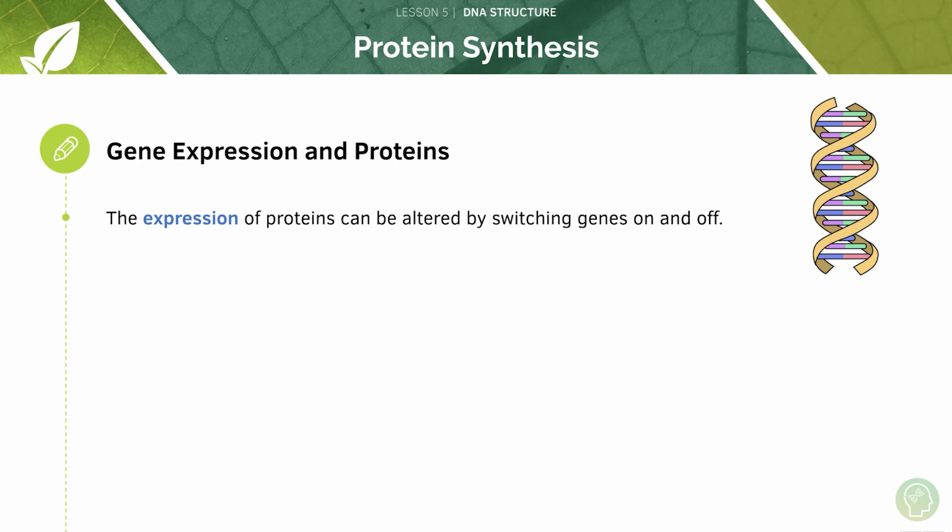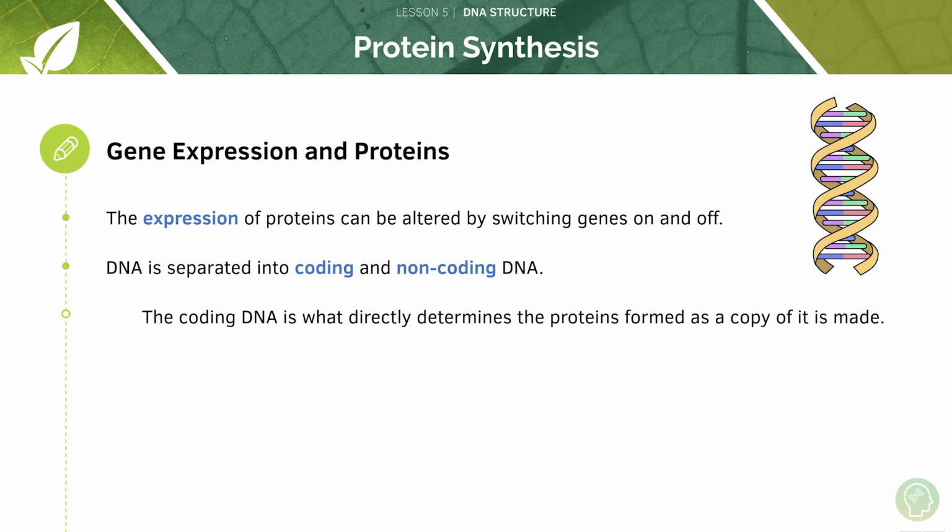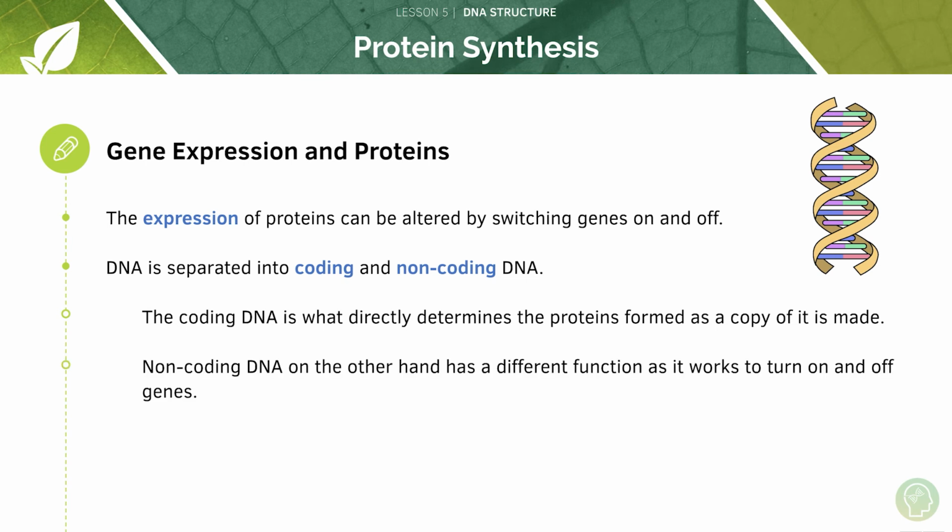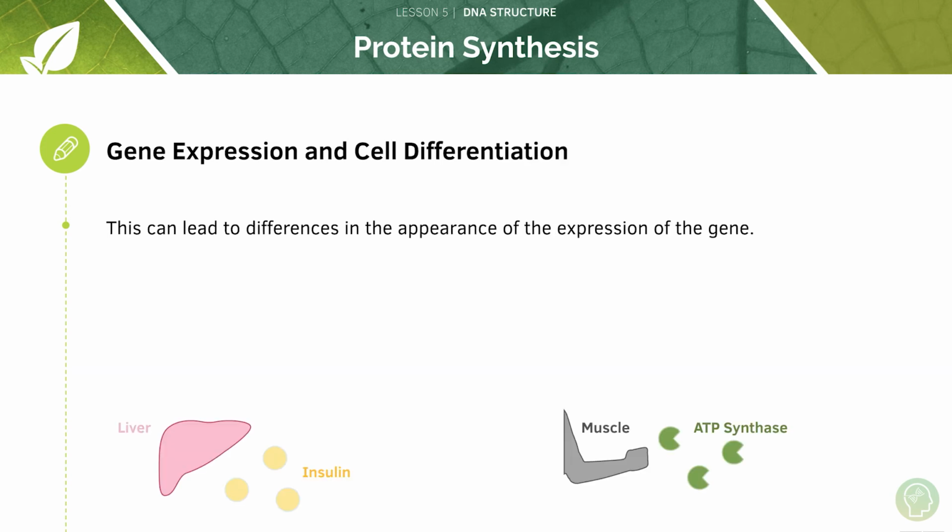So the expression of proteins can be altered by switching genes on and off. And not all of DNA itself codes for proteins. So DNA is separated into coding regions and non-coding regions. So it's the coding DNA, that's what we looked at just now, and that's what directly determines the proteins formed. Non-coding DNA, on the other hand, has a different function, as it works to turn on and off genes. So I like to think of non-coding DNA as being the controlling regulatory sector, and if it decides to turn off a section of coding DNA, the protein produced would be different.